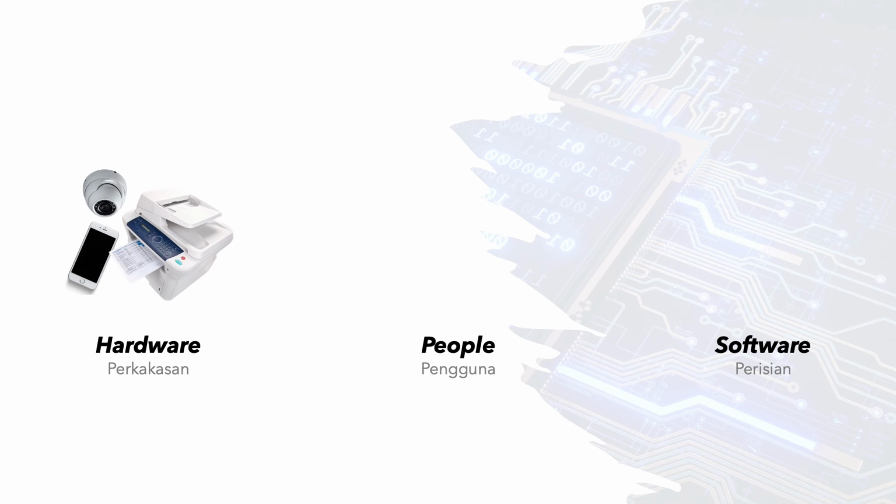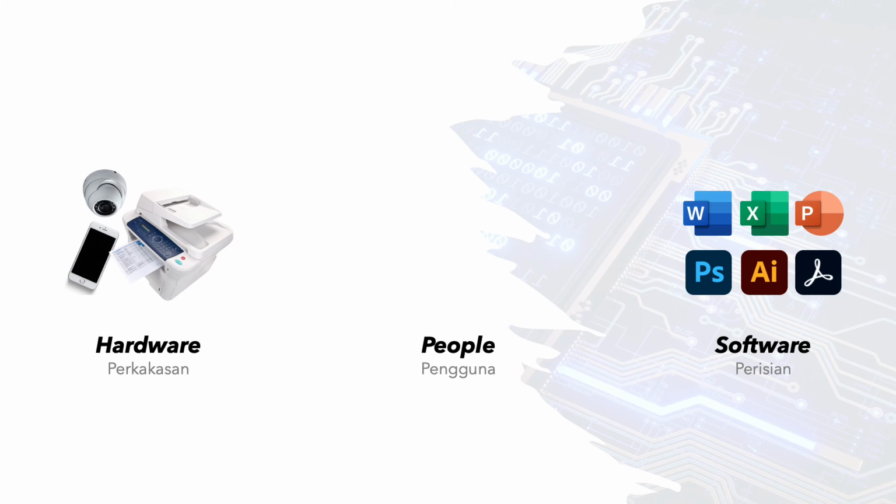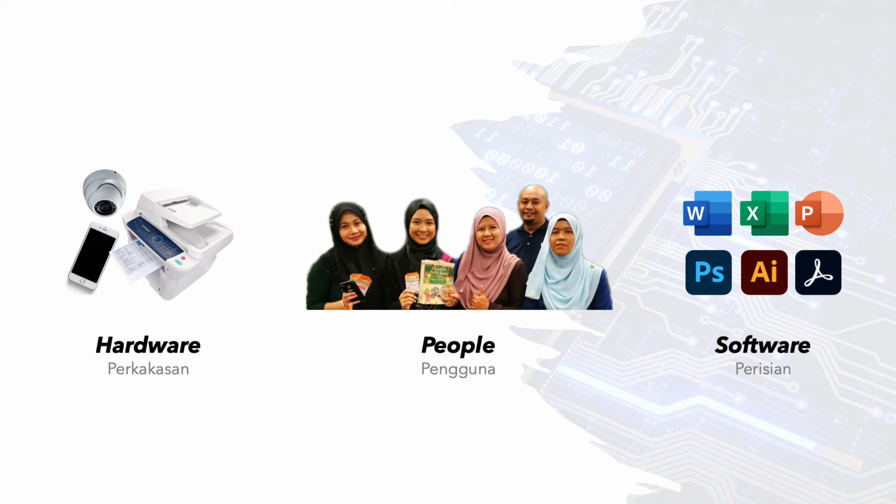These are some examples of hardware, software and people. Any machine which uses the basics of computing, such as printers, CCTV cameras, or mobile phones, are computer hardware. For software, examples are Microsoft Word, Microsoft Excel, Microsoft PowerPoint, any Adobe products, and so forth. There are too many software to be named for this video. People are the ones responsible for using and giving instructions to the computer.